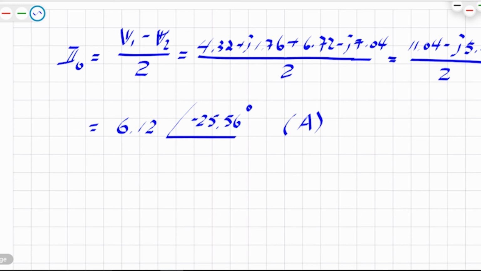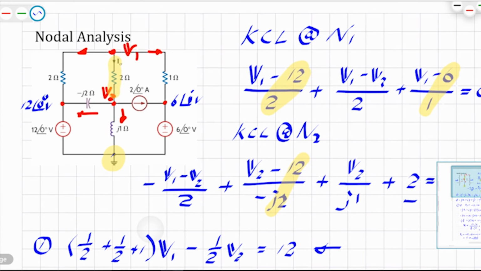Now if we recall, again, to summarize this analysis, we did exactly the same thing as we did for the resistive circuits. We define the nodes, we define ground, and then we give each node a node voltage. Then we solve for the unknowns by using KCL.